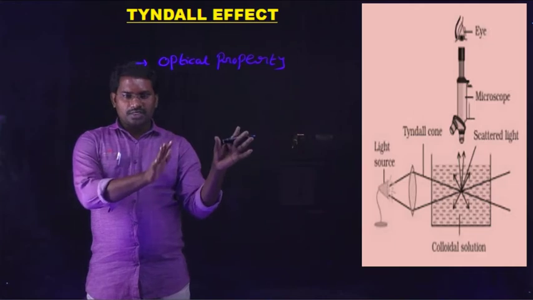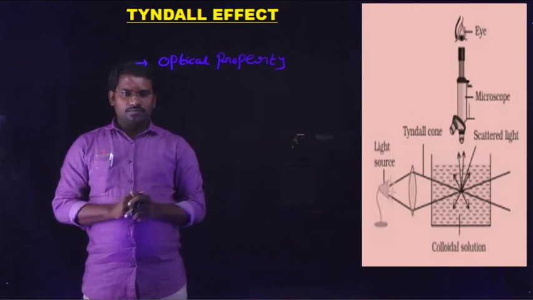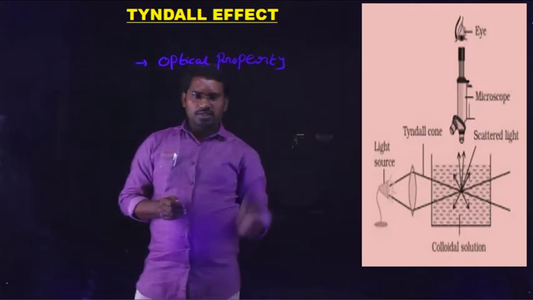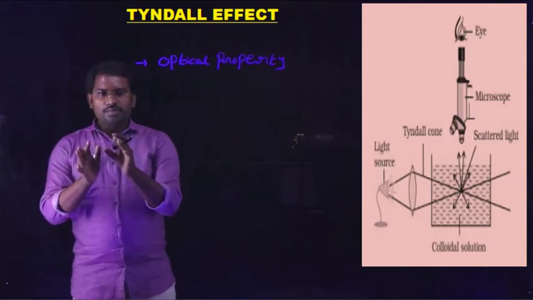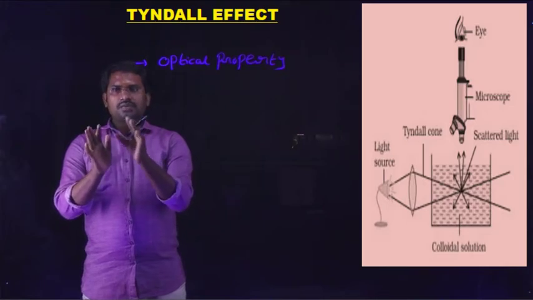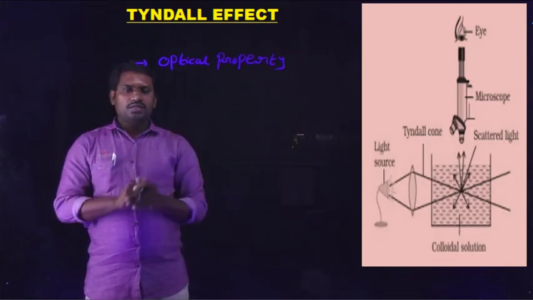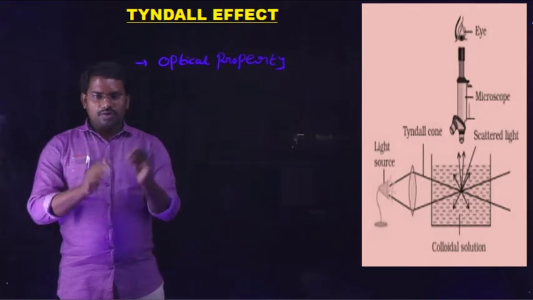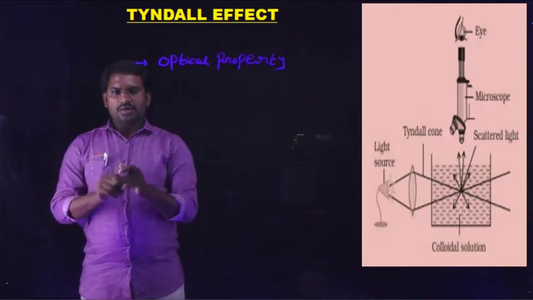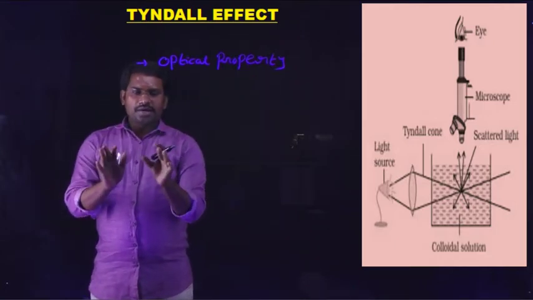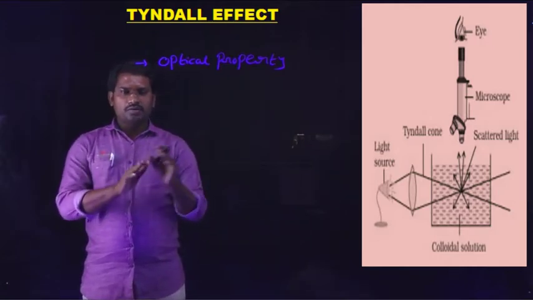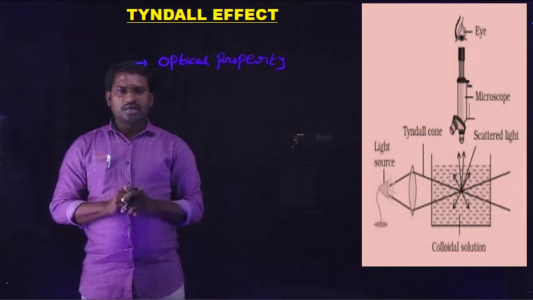In a beaker or vessel, we took a colloidal solution. On the surface of the colloidal solution, an ultra microscope is placed. When we pass a beam of light through the colloidal solution, the colloidal particles absorb the light and the particles will be scattered. This type of process is known as the Tyndall effect. Simply, we conclude that the Tyndall effect can be defined as a beam of light passing through the colloidal solution, where the light is absorbed by the colloidal particles and scattered. This is known as the Tyndall effect.